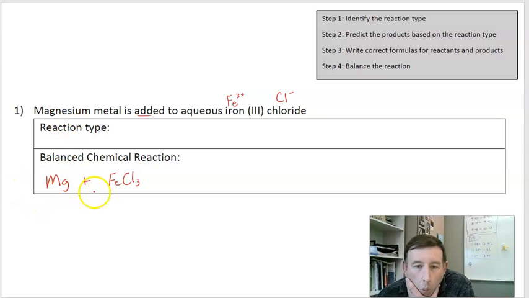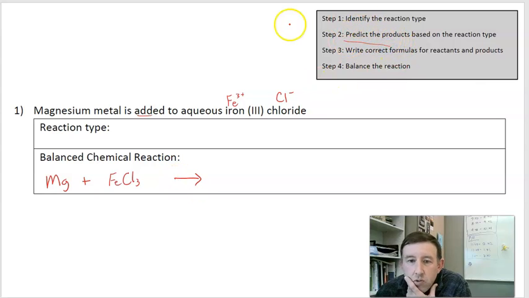Okay, so what type of reaction is this? And how can we use that type of reaction to predict the products? Okay, so this looks like a metal by itself is going to replace another metal. This looks like an A plus BC reaction to me. So I'm going to say this is a single replacement.